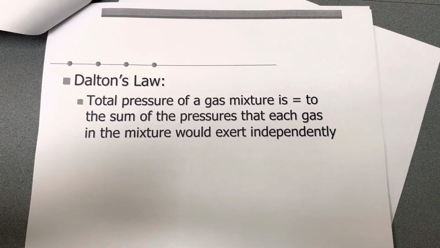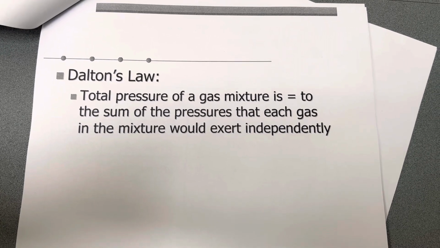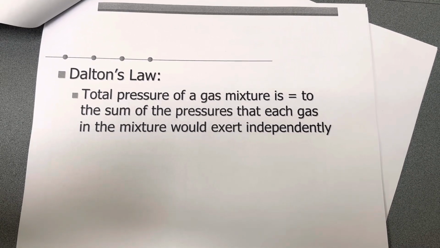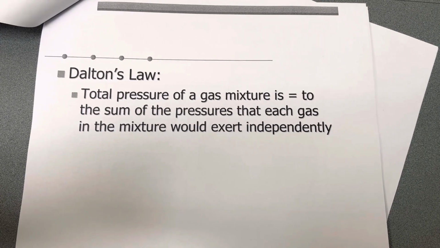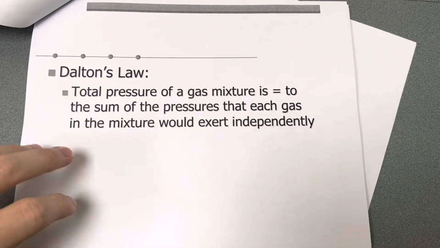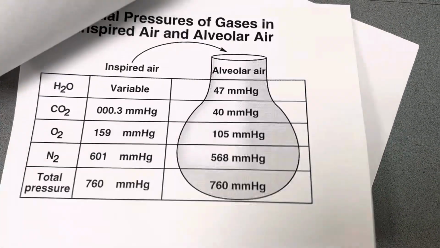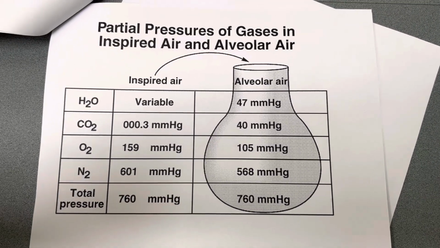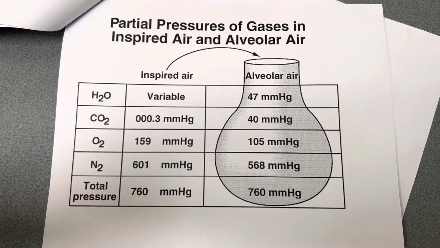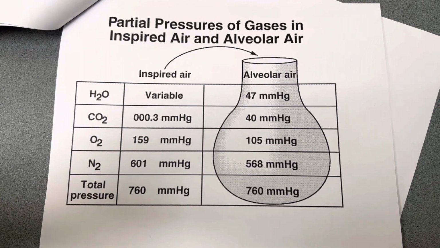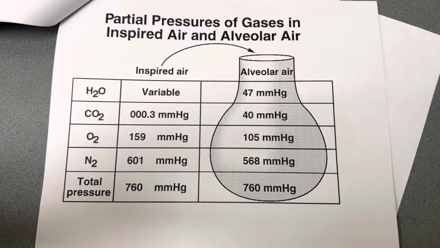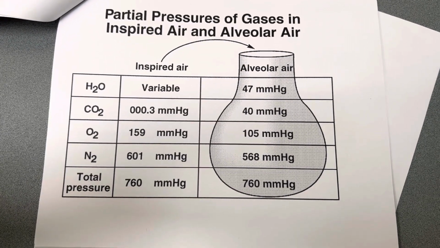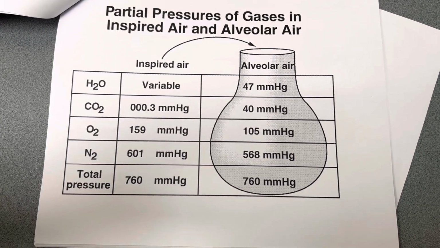Dalton's law: the total pressure of a gas mixture is equal to the sum of the pressures that each gas in the mixture would exert independently. Partial pressures of gas in inspired air and alveolar air. Inspired air: H2O variable, 47 mmHg in the alveolar air.